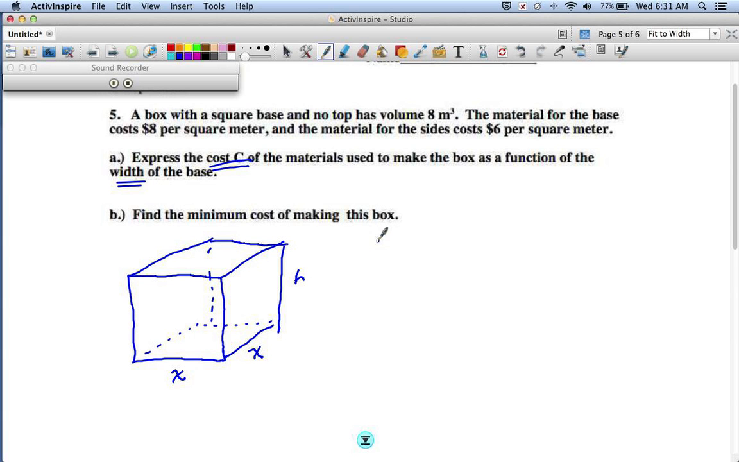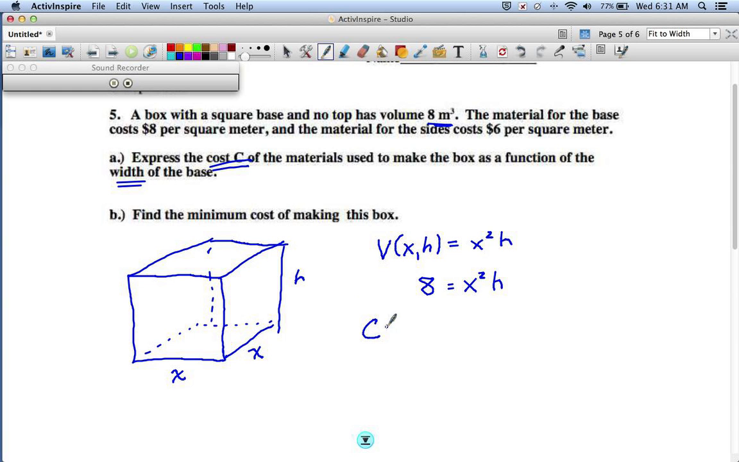Now we know volume as a function of x and h is x squared times h. We saw that back in problem 1. The difference here is that we're told the volume. So we know that 8 is equal to x squared h. And the material for the base costs $8 per square meter. The material for the sides costs 6. So in this case, our surface area is how we're figuring out the value. So the cost is going to be a function combining volume and surface area.